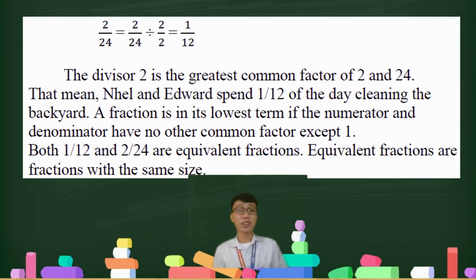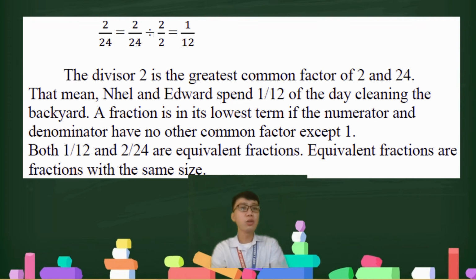In changing fractions into lowest terms, we have to find the GCF. How are we going to find the GCF? There are three ways. The first one is the listing method. The second one is the three-factor method. And the third one is the continuous division. So 2 and 24, their GCF is 2. That's why their divisor is 2.